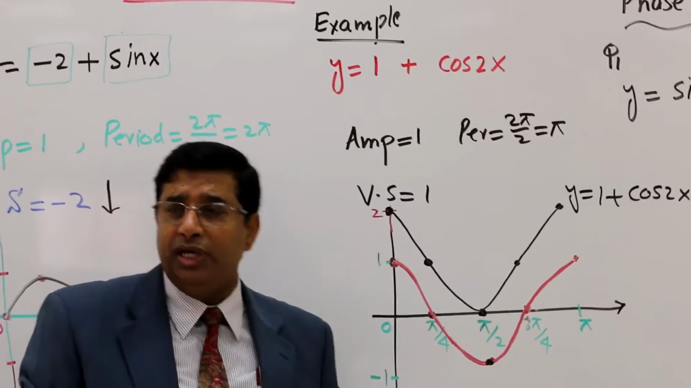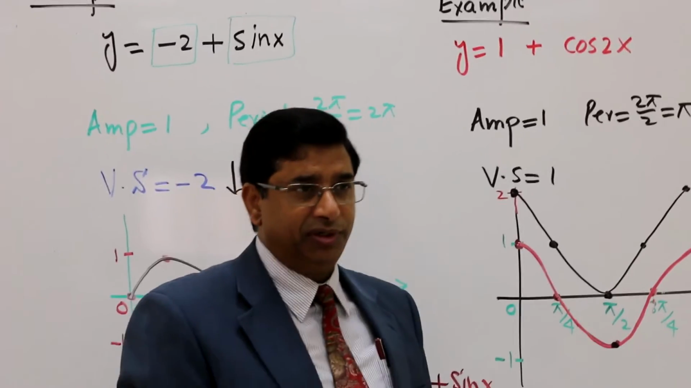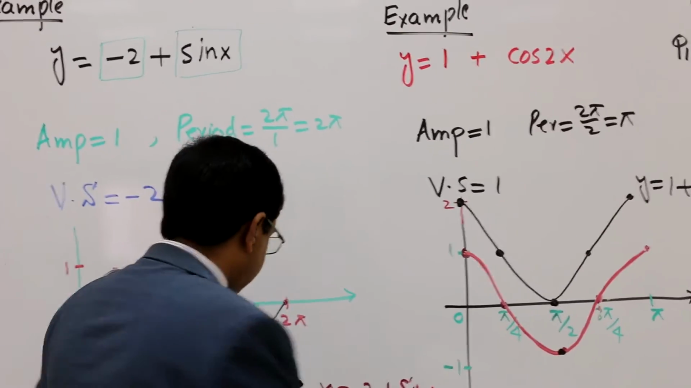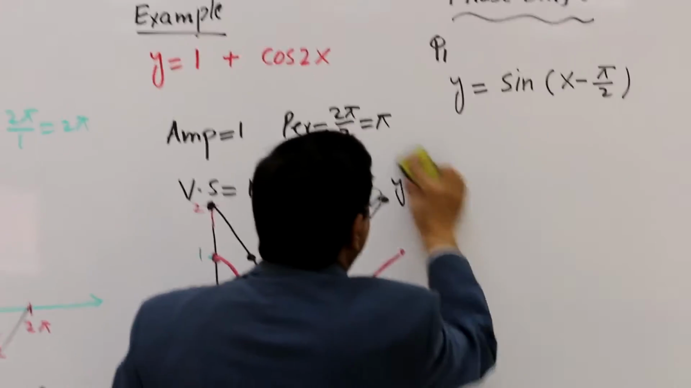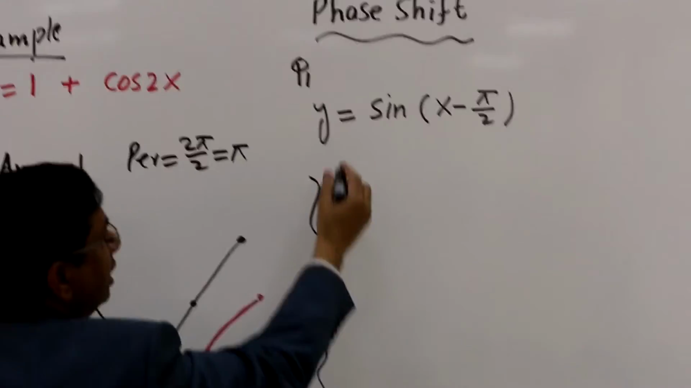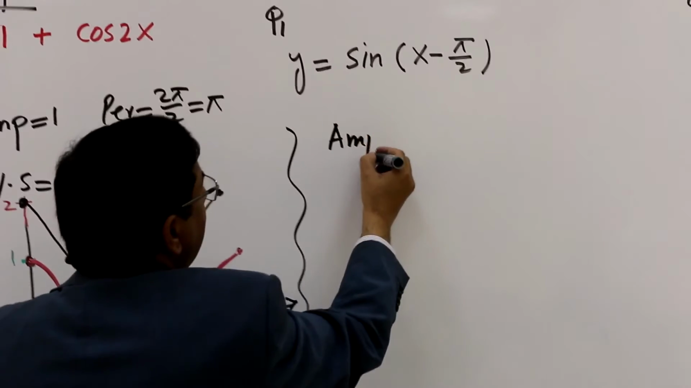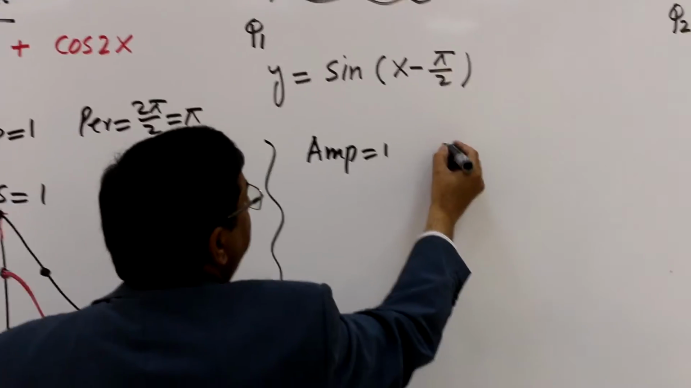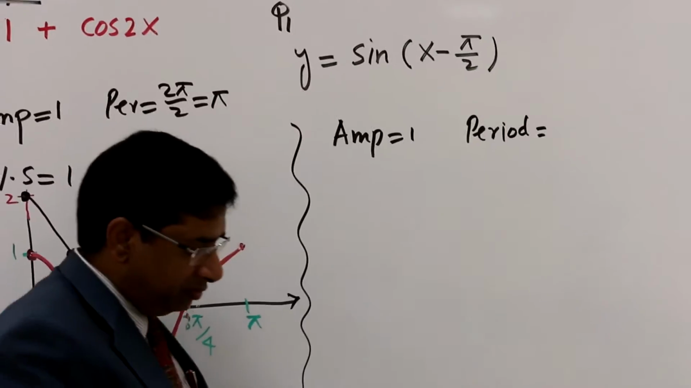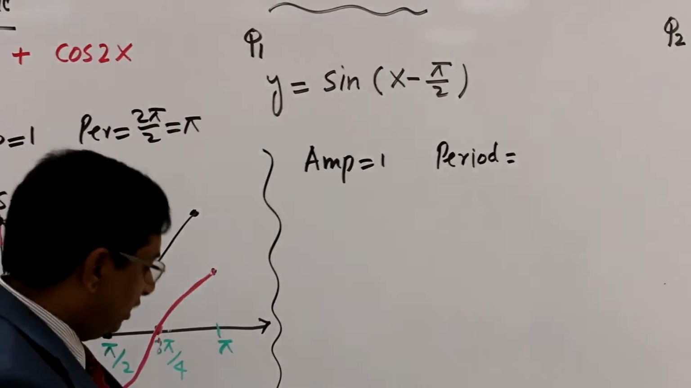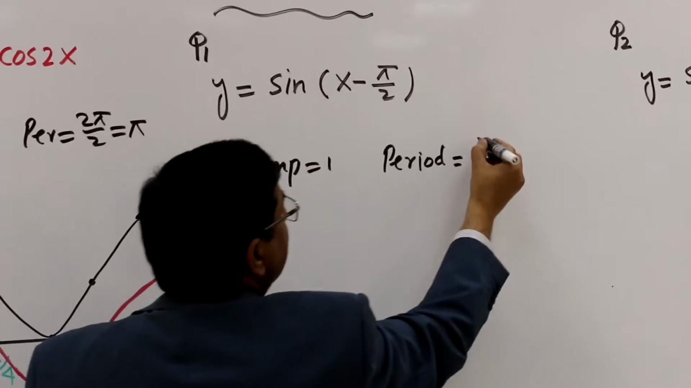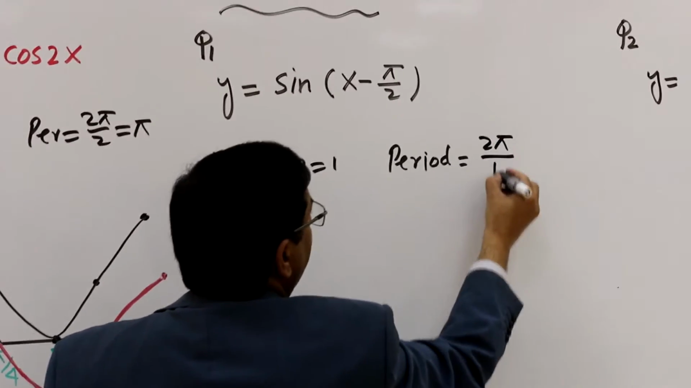Now, there is a new thing which is about the phase shift. We shall move the graph, change the graph along the x-axis. Let's try this one now. In this example, you can see the amplitude is 1. Period, in the same way we can find out. What is the period of this one? The coefficient of x will help you to find out. Coefficient of x is 1. This is sine, so the period is 2 pi. 2 pi over 1 gives you 2 pi.